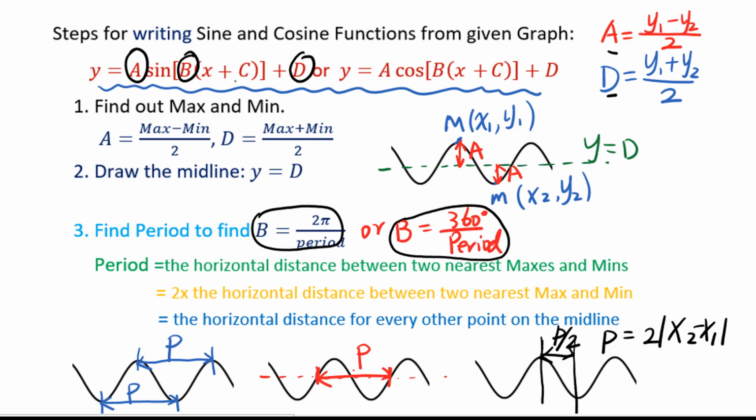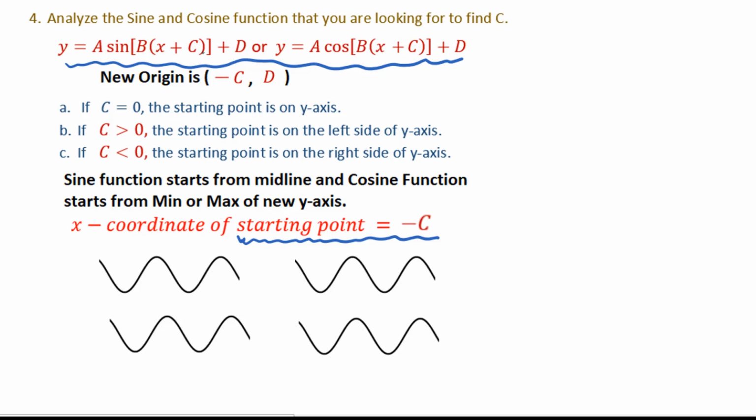How to figure out C? We know for our pattern, the new origin is negative C, D. Therefore, the x-coordinate of the starting point will be negative C. When C equals 0, the starting point is on the y-axis. So you need to draw to figure out the pattern.